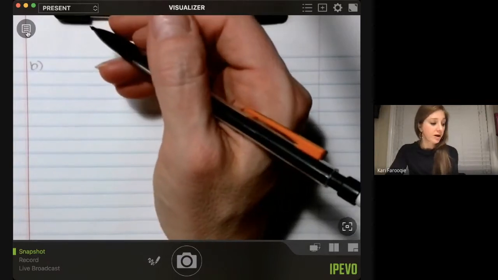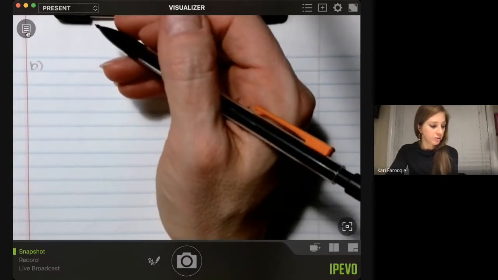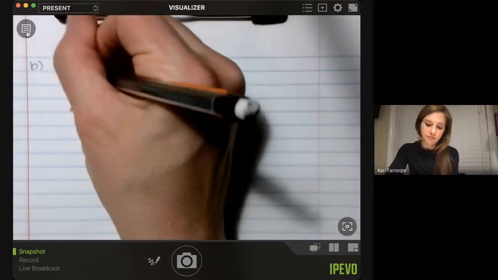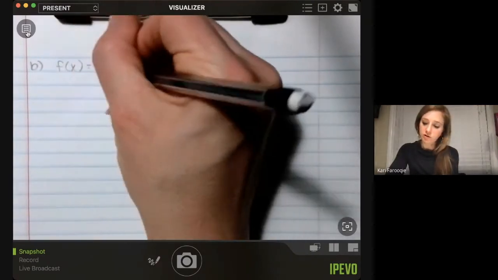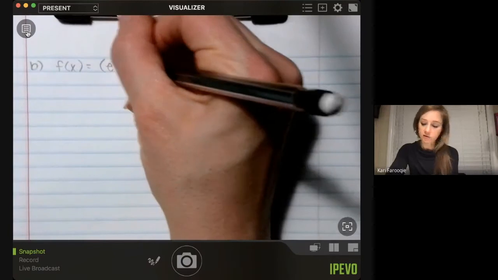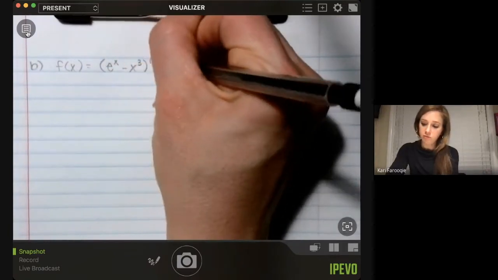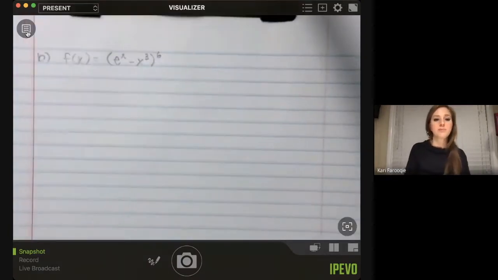All right. Our next function will be f of x equals e to the x minus x cubed to the 6th power.